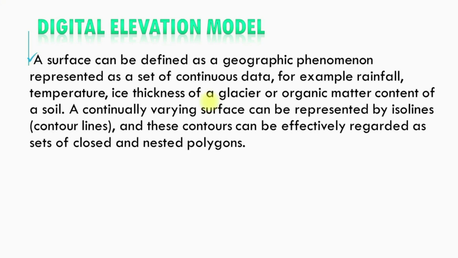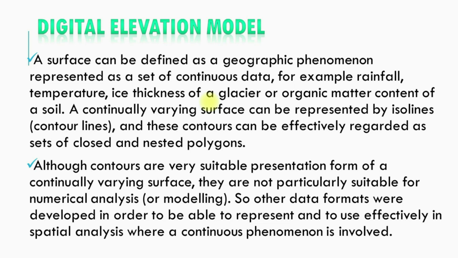At first, let me introduce the digital elevation model, in case you haven't heard about it. A surface can be defined as a geographic phenomenon represented as a set of continuous data. For example, rainfall, temperature, ice thickness of a glacier, or organic matter content of a soil. A continually varying surface can be represented by isolines, and these contours can be effectively regarded as sets of closed and nested polygons. Also, contours are a very suitable presentation form of a continually varying surface. They are not particularly suitable for numerical analysis or modeling.